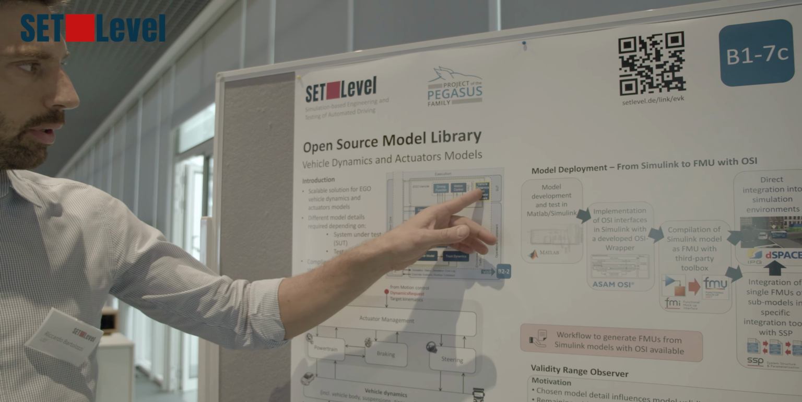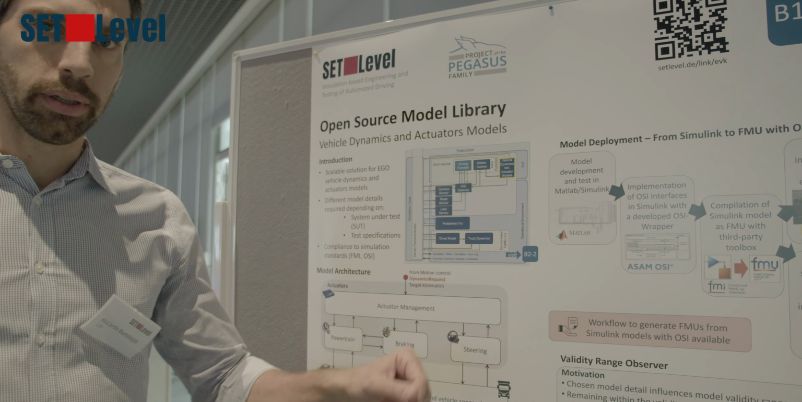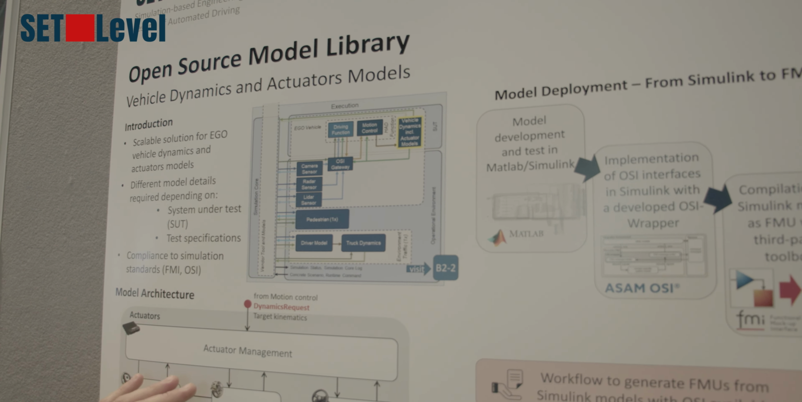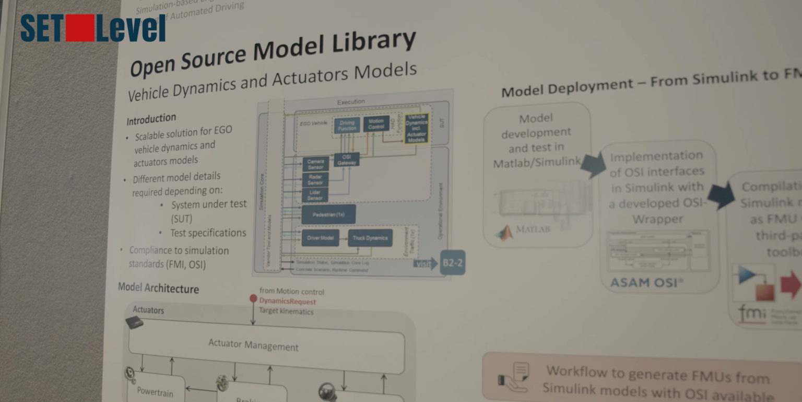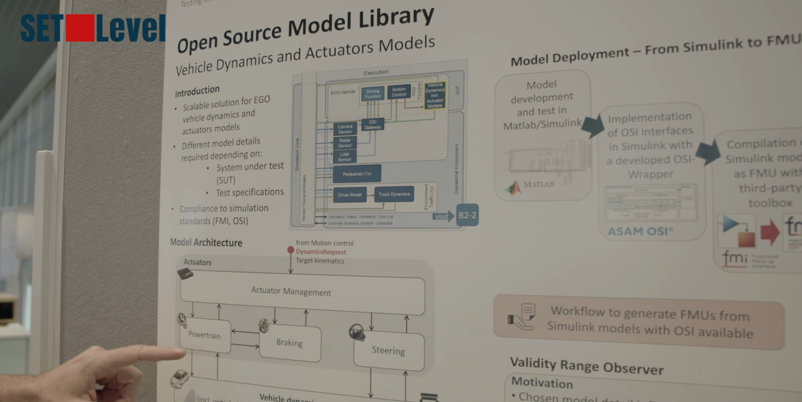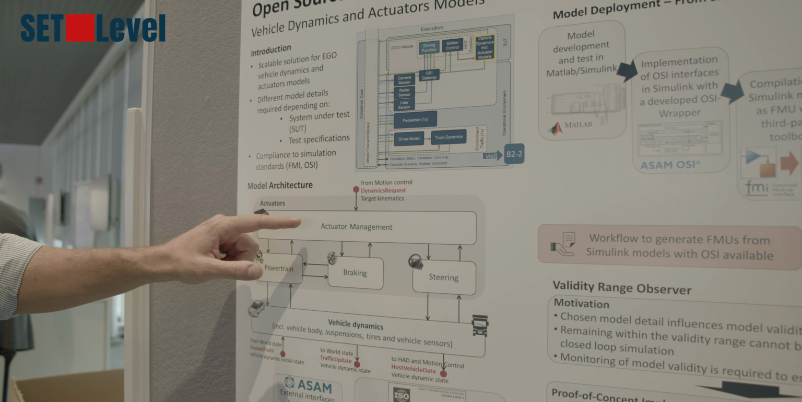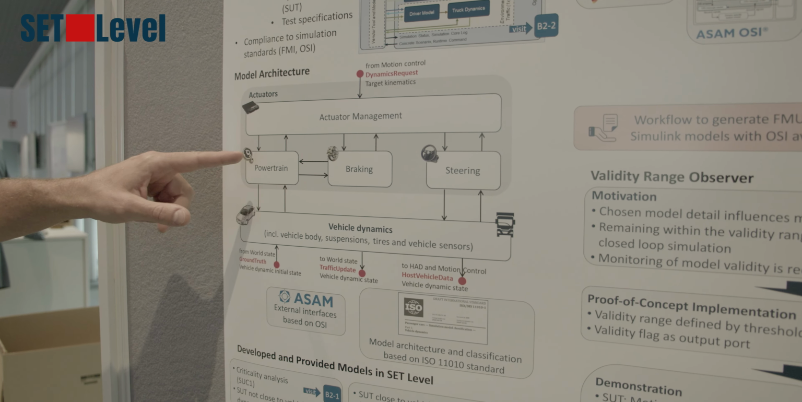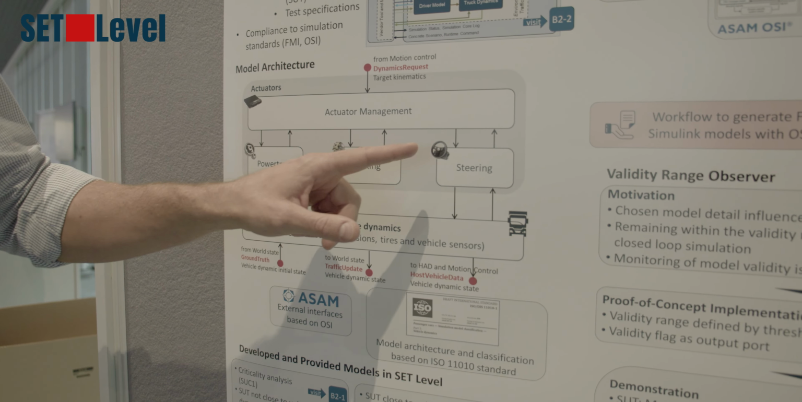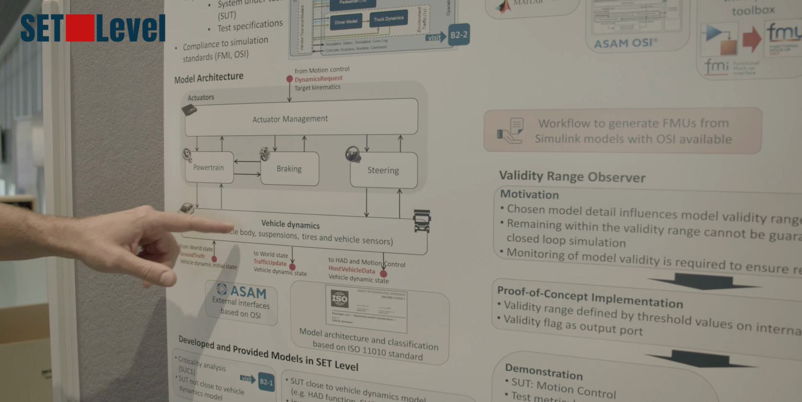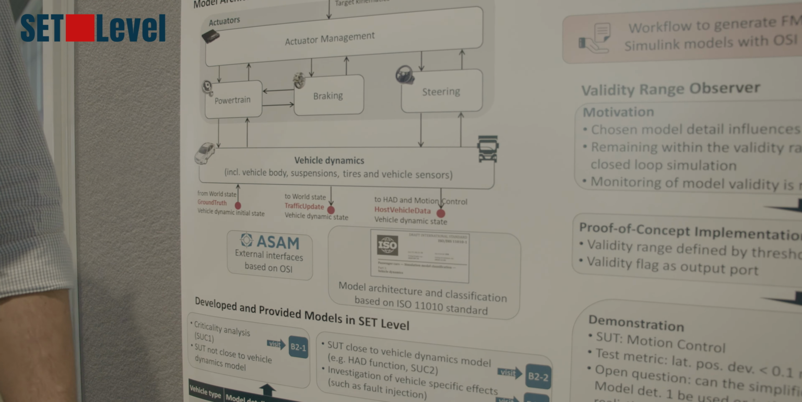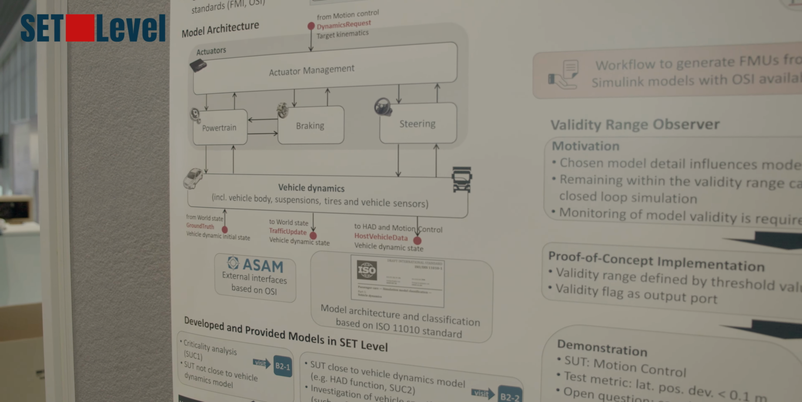If we have a deeper look inside this block, we have defined an internal architecture of the vehicle dynamics and actuator models, which is shown here. We have basically 5 sub-models. We have the actuator management model. We have the 3 actuator models, which are in detail powertrain, braking, and steering. And we have the vehicle dynamics model, which includes the vehicle body, the suspensions, the tires, and eventually vehicle sensors.